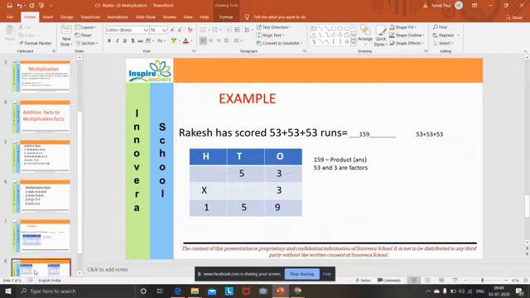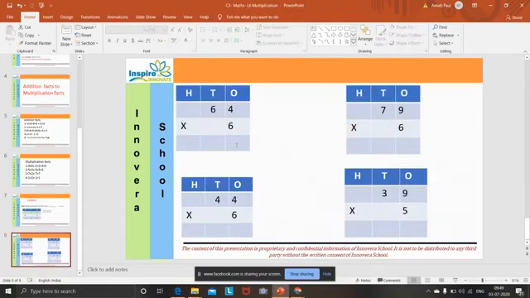Okay, now we are going to solve some example sums, that is, how to multiply a 2-digit number by 1 digit. Can you see the questions over here? We have 4 sums, so we are going to solve them. The first question is 64 multiplied by 6.